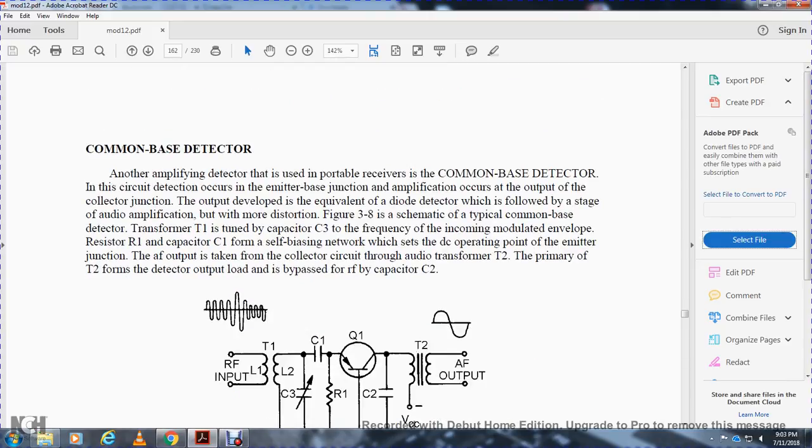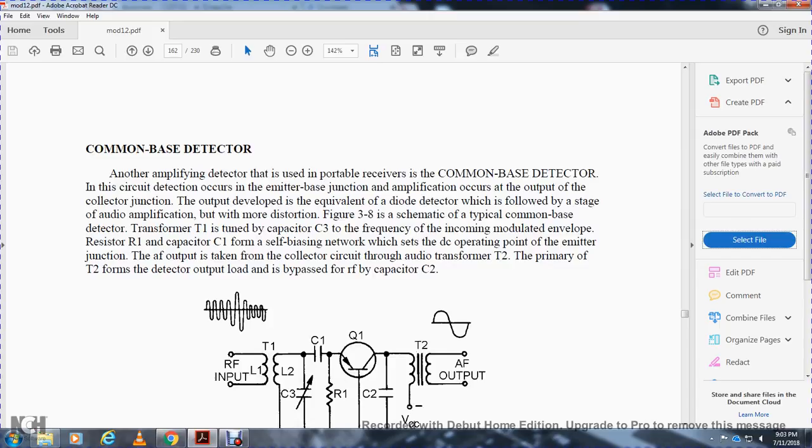Now the common base detector, another amplifying detector that is used with portable receivers. In the common base detector circuit, the direction of the curve of the emitter base junction and the amplification curve of the collector junction produce an output equivalent to a diode detector followed by an audio amplifier, with more distortion. Figure 3.8 is a simple schematic of a typical common base detector.